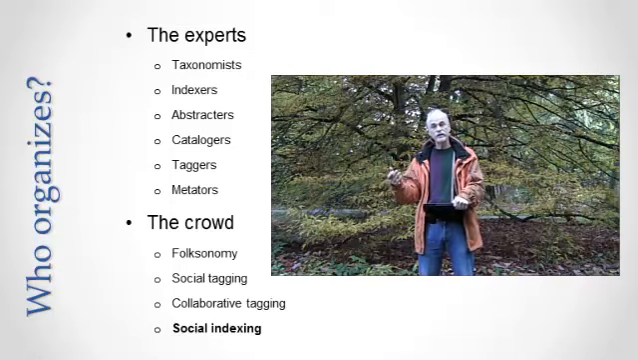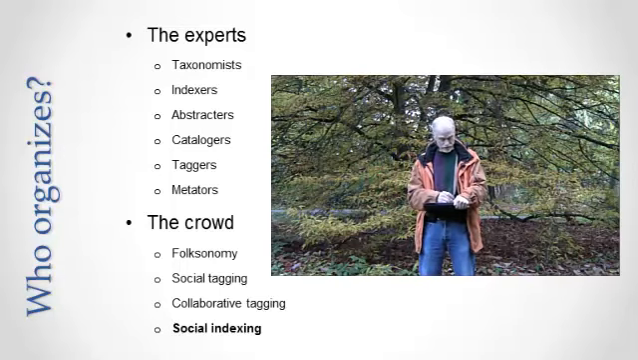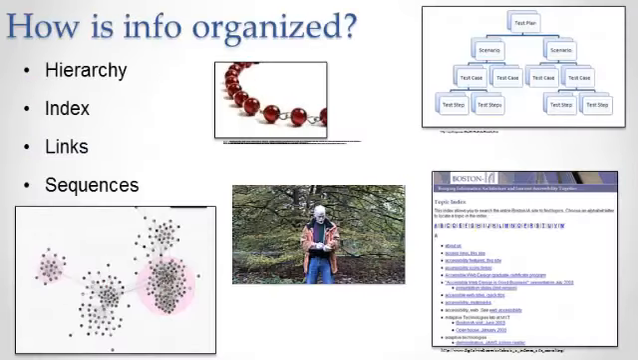Okay, so that same division we've seen before between either the experts could be doing it or regular old people who just happen to come in contact with the information could be doing it. All right, so now on to each of these four. We have the hierarchies, we have the indexes, we have the links, and we have the sequences. Let's look at an example of each of these inside of Wikipedia.